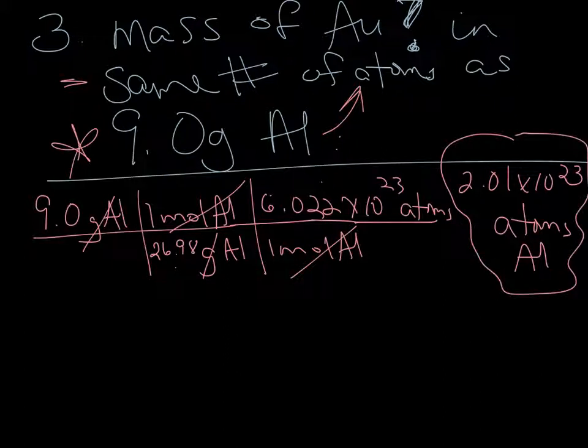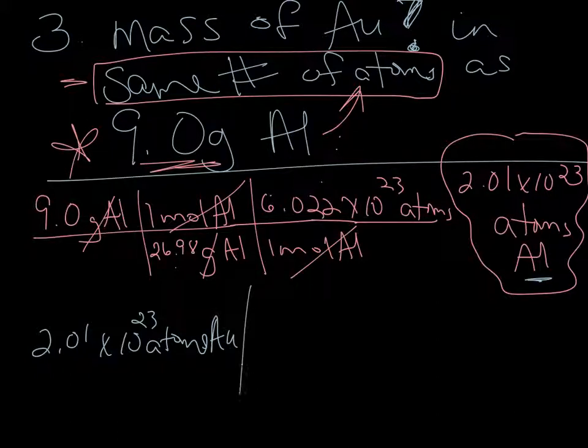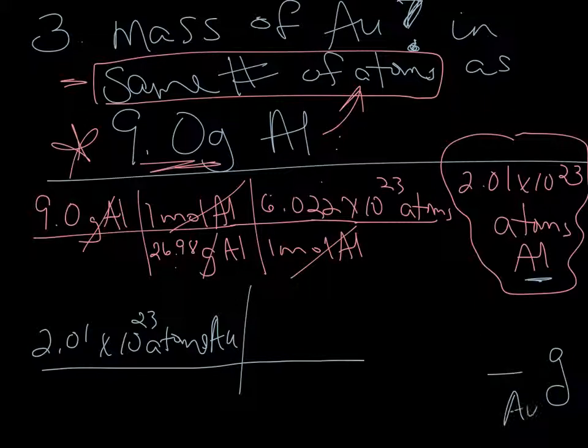So now, if we think about what they're asking us, if we have the same number of atoms that this is in aluminum, but we have it in gold, so now we're going to take that number, and I'll use blue now, 2.01 times 10 to the 23rd atoms. But now, instead of being of aluminum, we just have that same number in gold atoms, which is a lot better than having aluminum. Now we need to convert it all the way to grams because they want us to find the mass of gold that you would have.